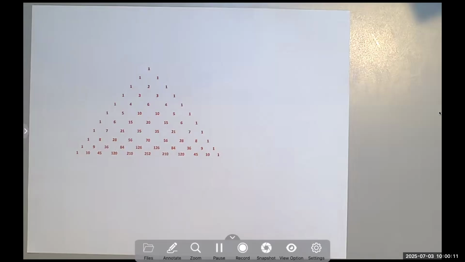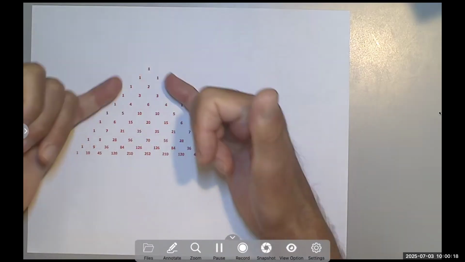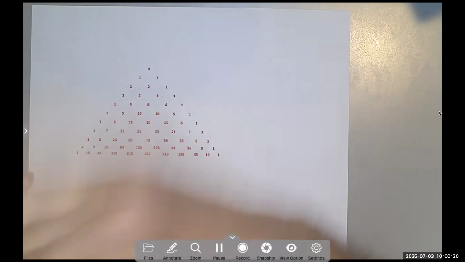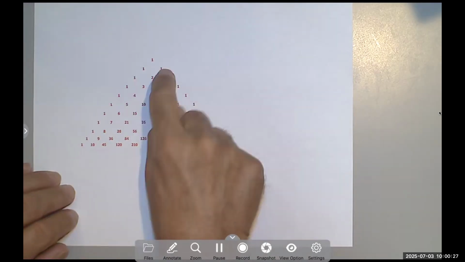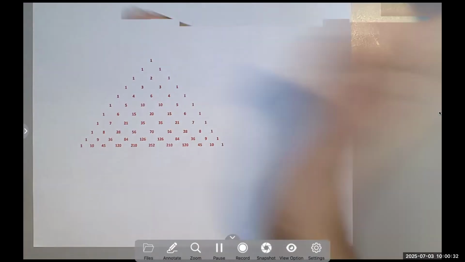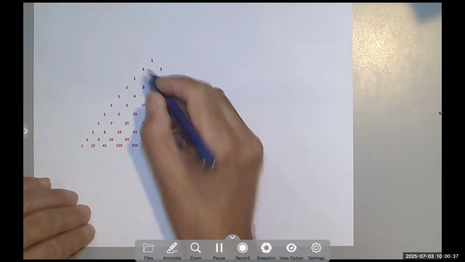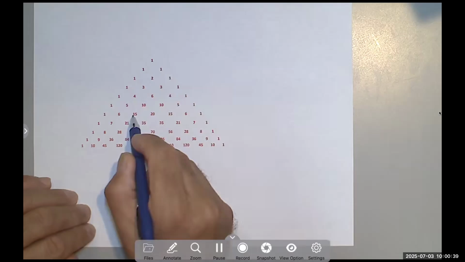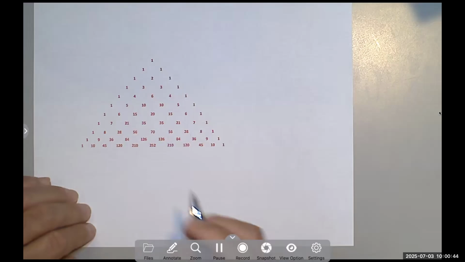And as you can see, this triangle starts with one. In fact, it has one at the beginning and ending of every row, and every row you go down increases by one element. So you start with one element, then two elements, they start with one, end with one, and then three elements start with one and end with one, and so on and so forth. The middle number here is the sum of the two above it. So this 15 is 5 plus 10. This 28 is 21 plus 7, and so on and so forth.